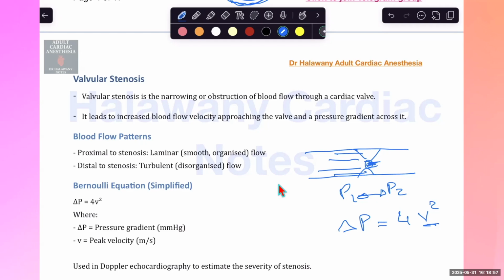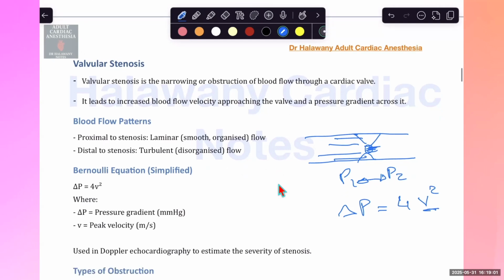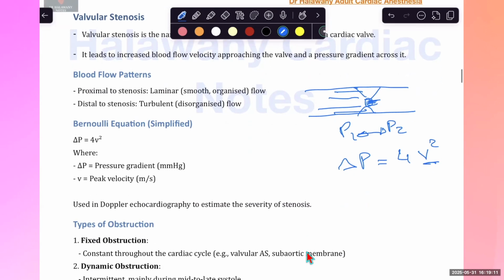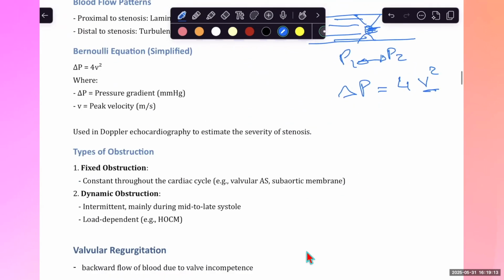Because when we use the Doppler effect in the TE or the echo, it's now the golden standard way to assess the severity of the stenosis. For the obstruction, we also have two types of obstruction. Something we call fixed obstruction, like valvular aortic stenosis, subaortic membrane, and the dynamic.